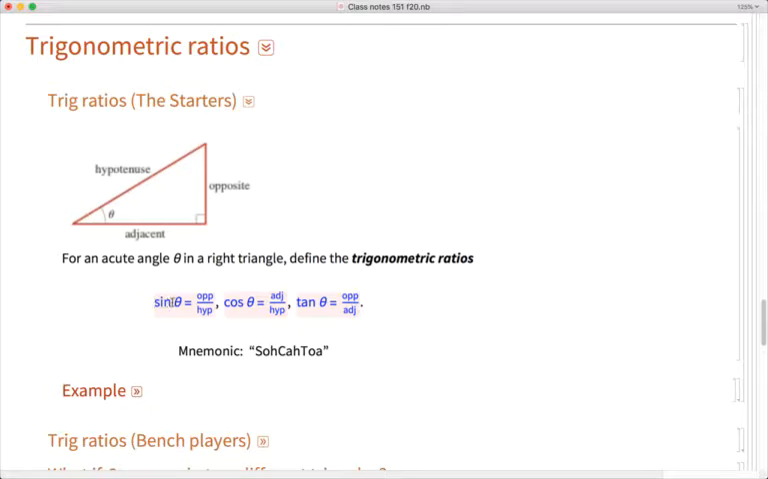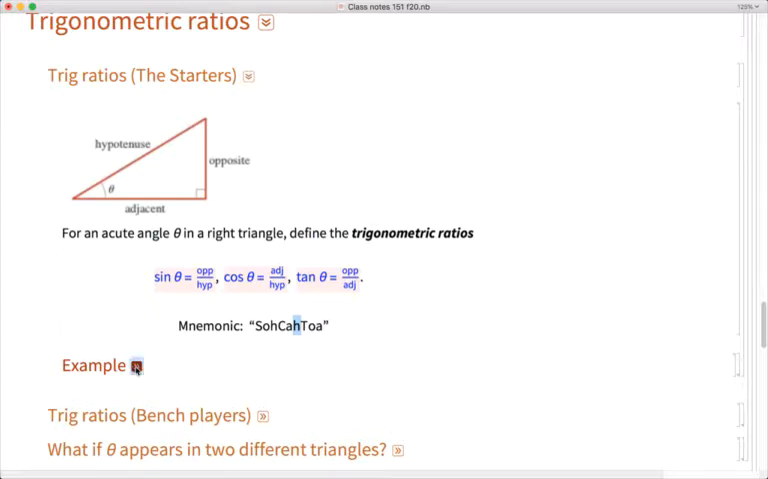So the sine of the angle is the length of the opposite side divided by the length of the hypotenuse. Cosine is the adjacent over the hypotenuse, and the tangent is the opposite over the adjacent side. So again, they're all ratios, this is why they're called trig ratios. There's a mnemonic for this, a memory device, SOHCAHTOA: sine, opposite over hypotenuse, cosine, adjacent over hypotenuse, and tangent, opposite over adjacent. SOHCAHTOA. I've heard others, but I think that's the oldest one I know.